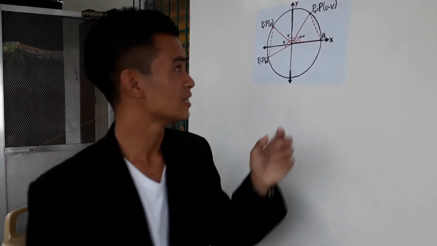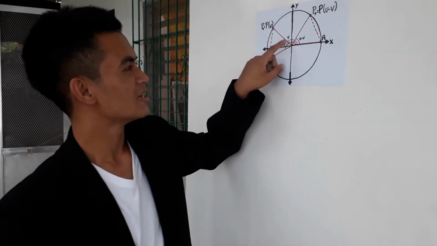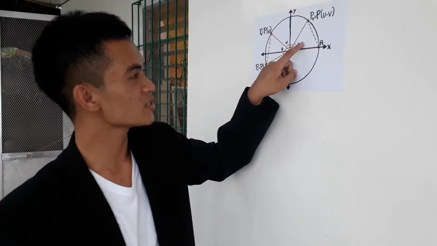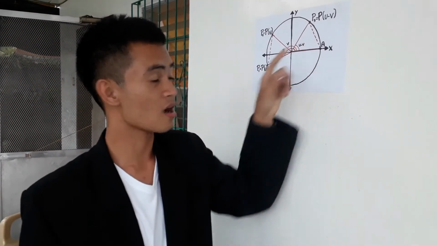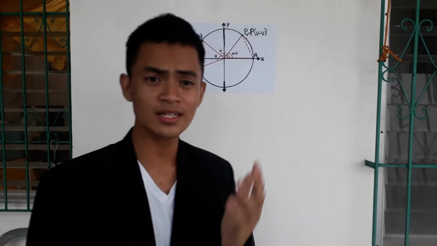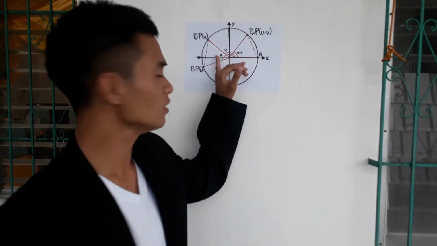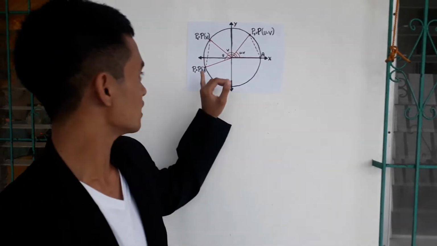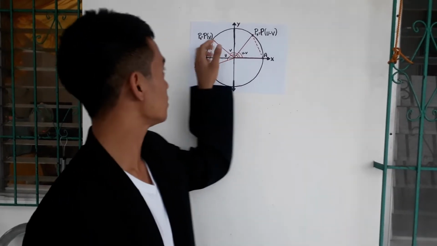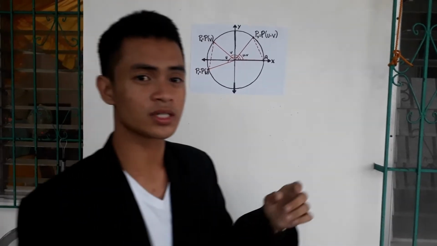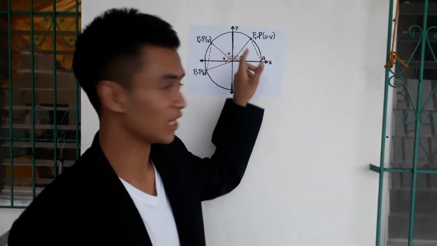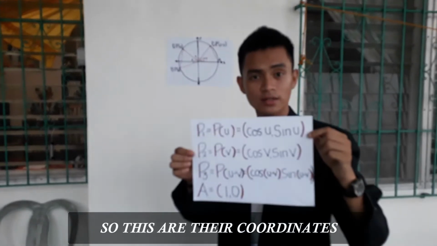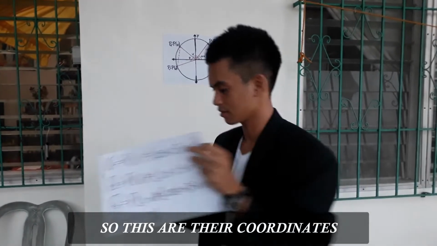Next, the angle U and the angle U minus V are equal. So the side P sub 1 P sub 2 is equal to the side P sub 3 A. So these are their coordinates.